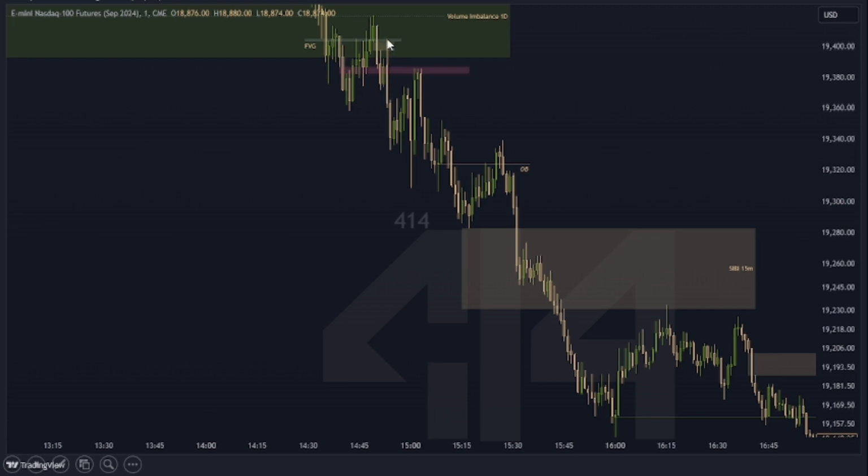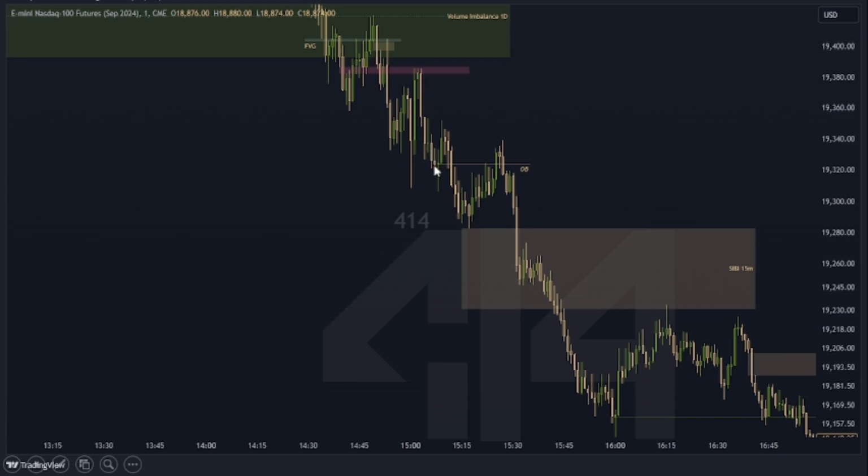Came back to it for support, trading there, and then that's a little fair value gap there. We also have this fair value gap. This is a reclaimed fair value gap because it was bearish, broke above it, broke below it, and then finally came into it and respected it. So that's a reclaimed fair value gap.